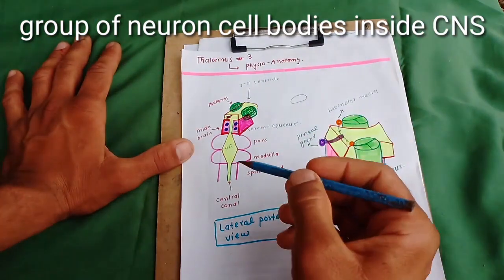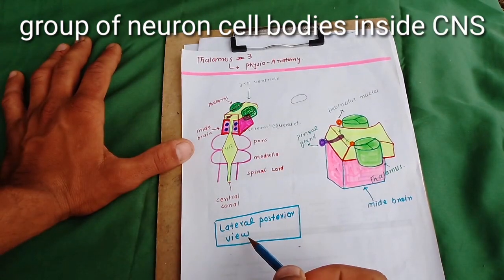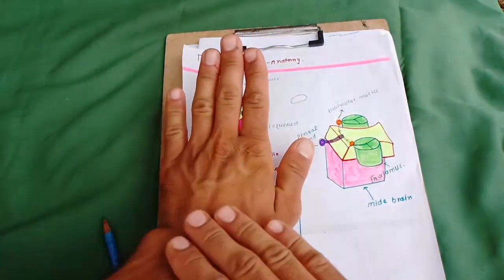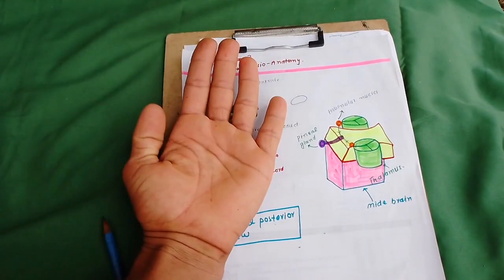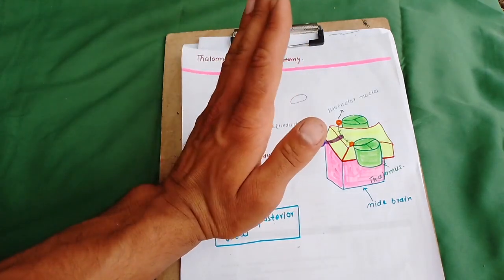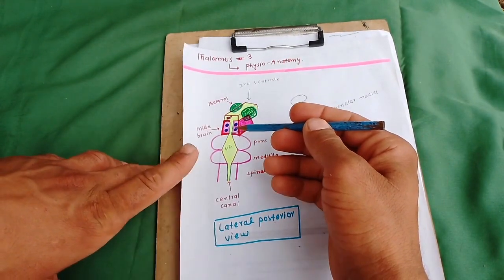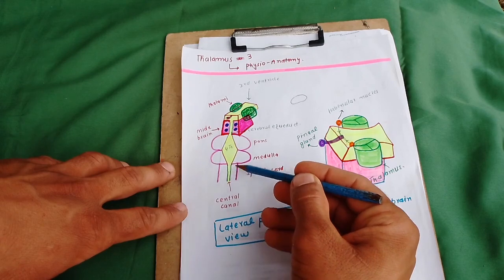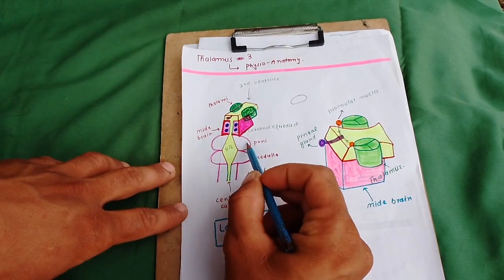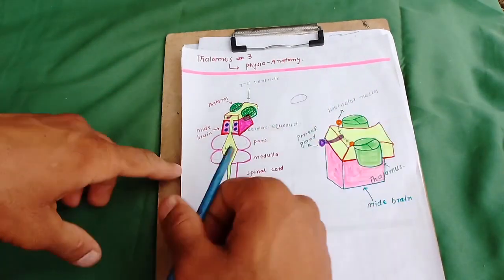As we know from the previous classes, this is the spinal cord. This is the lateral posterior view. Suppose this is the posterior view of my hand. This is the ventral view, but this is the lateral posterior view of the CNS. So this is the spinal cord. This is the central canal of the spinal cord. This one is the medulla. This is the pons, and this is the fourth ventricle, as we know from previous classes.